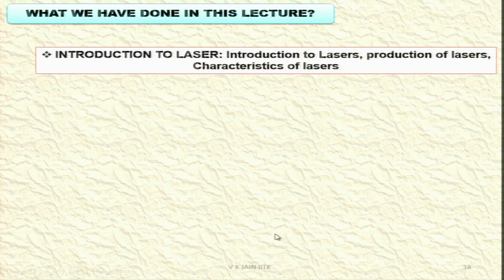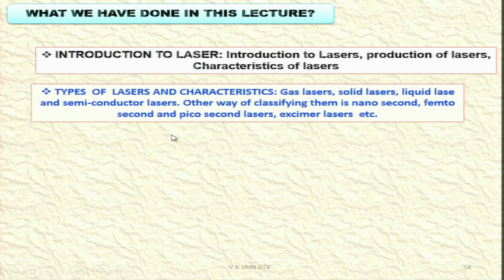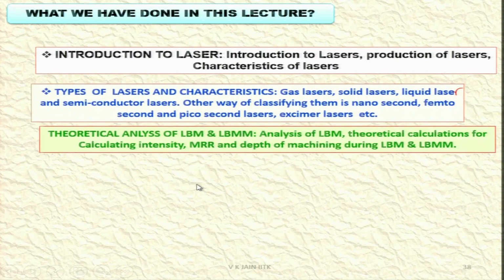What we have done in this lecture: introduction to laser, production of lasers, characteristics of lasers, types of lasers and characteristics like gas laser, solid laser, liquid laser and semiconductor laser. Another way of classifying them is nanosecond laser, femtosecond laser, picosecond laser, excimer lasers, etc. So in different ways you can classify them.